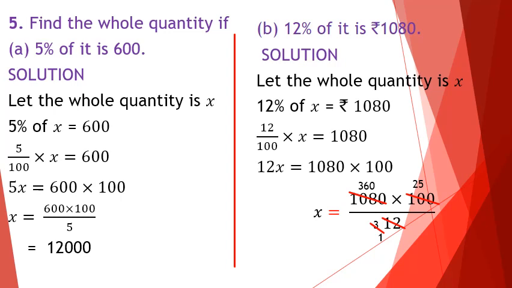So the numerator becomes 360 multiplied by 25 and the denominator is 1. So you have to multiply 360 into 25, you will get 9000. Hence x equals rupees 9000, because the question is 12% of the whole quantity is rupees 1080. So here we got the whole quantity as rupees 9000.